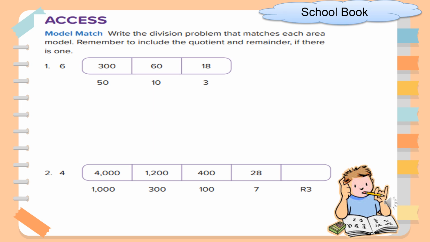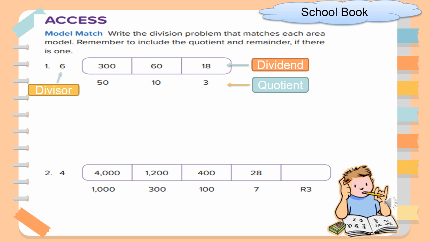From the school book we have here an exercise. Write the division problem that matches each area model. Remember to include the quotient and remainder if there is one. Number 1 here, 6 is the divisor, and the first area model is the dividend and the next one is the quotient. So first, to get the equation for division, let's add the dividend first.